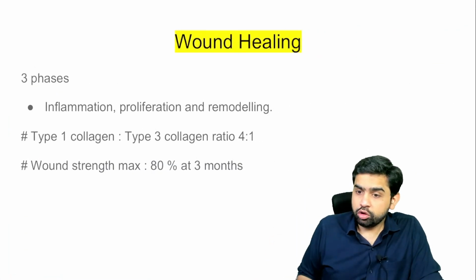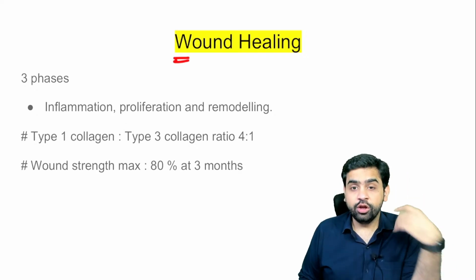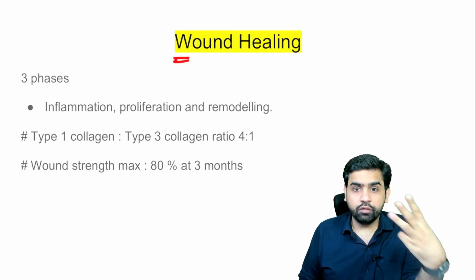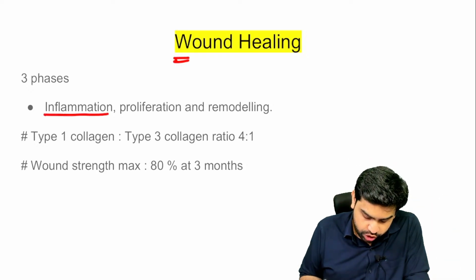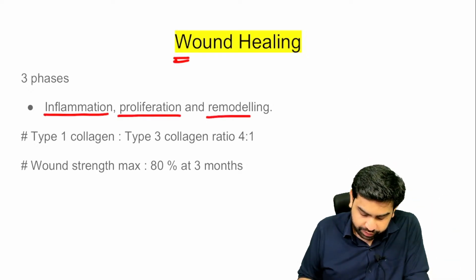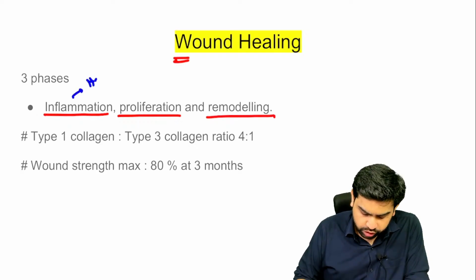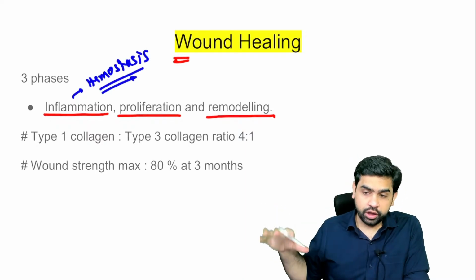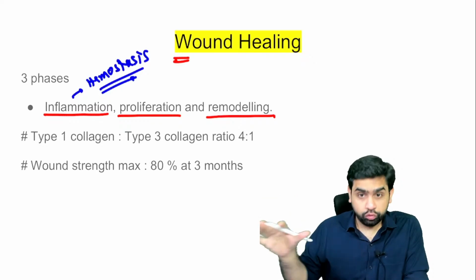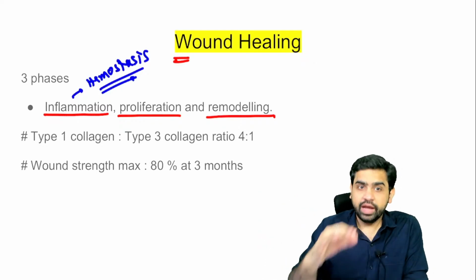The first topic is wound healing. Wound healing comprises three phases: inflammation, proliferation, and remodeling. In the inflammation phase, hemostasis occurs first, and then there is the inflammatory phase where the neutrophils and macrophages come in. Those are the cells predominantly responsible for this inflammatory phase.